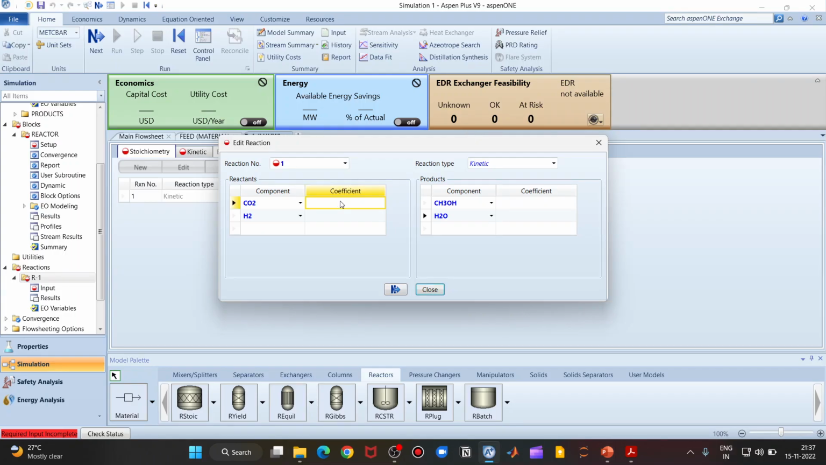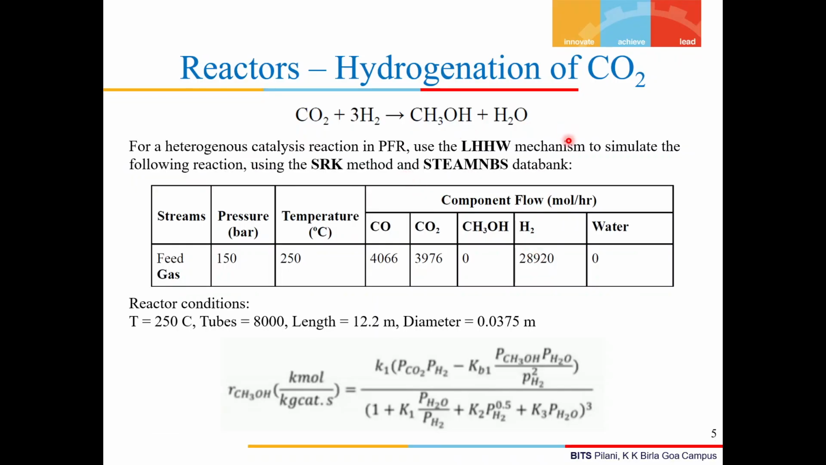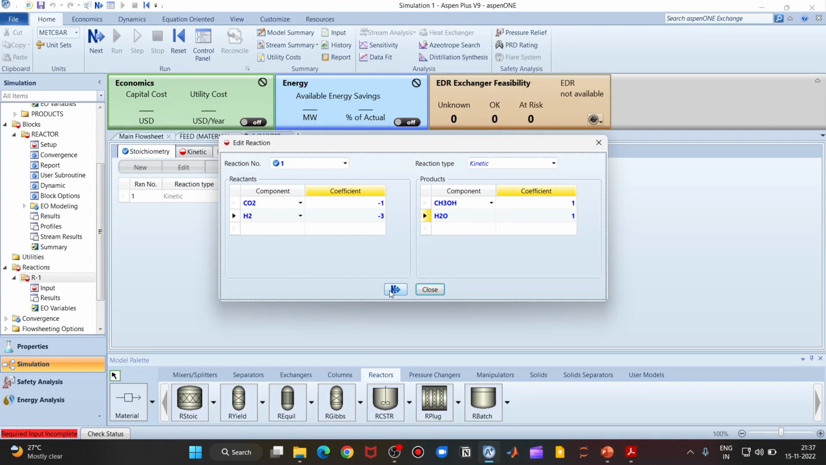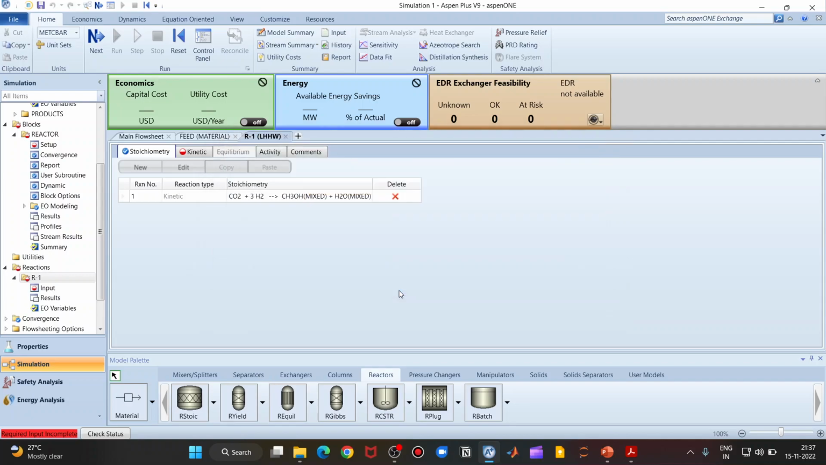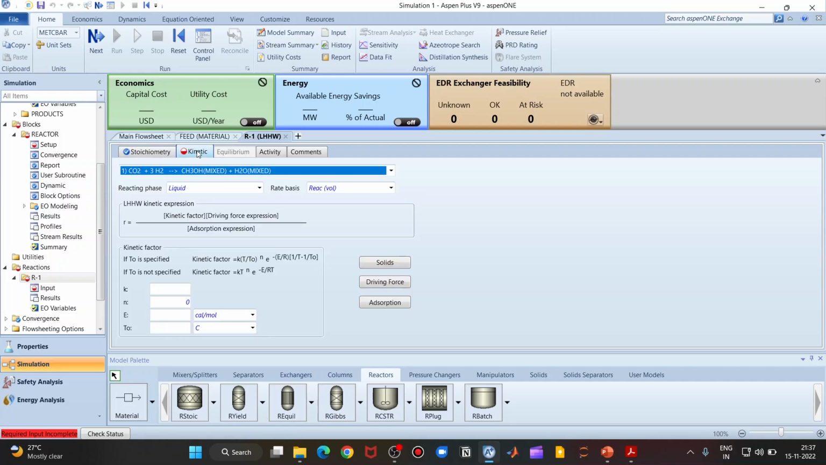So for CO2 it's -1 because it's a reactant. For hydrogen it is -3, it is a reactant. Methanol it is 1, it is a product, and H2O it is a product, so +1. So we have entered the coefficients. Let's click on next. And now we have added the reaction. Now go to the kinetics tab.